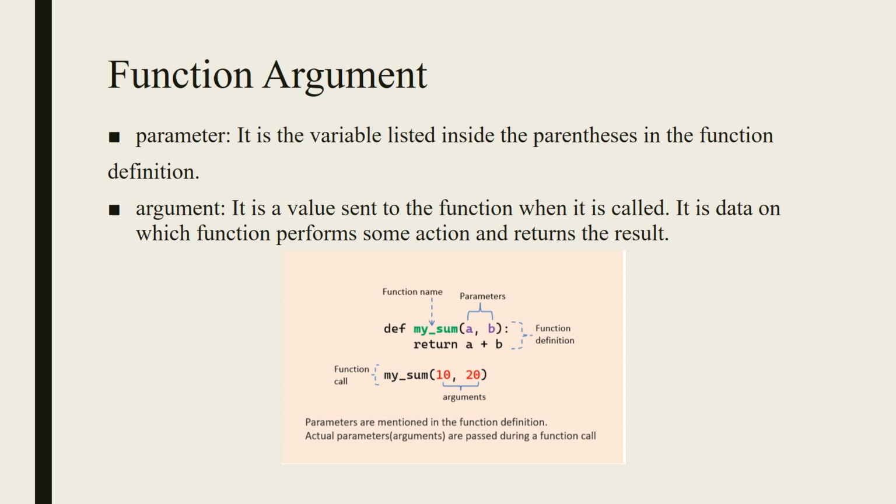Function argument. A function argument is a value that is sent to the function when it is called. It is data on which the function performs some action and returns the result. A parameter is the variable listed inside the parentheses in the function definition.